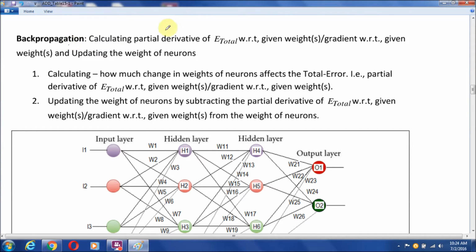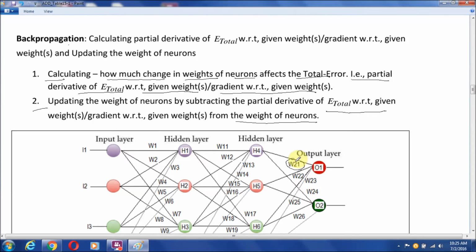So now let us start how to calculate the backpropagation. Actually, the backpropagation algorithm is the most commonly used training algorithm for feed-forward network. It uses two different steps. First is the calculation of how much change in the weight of neurons affects the total error, and this is equivalent to the partial derivative of E total with respect to the given weight, or gradient with respect to the given weight. And the second step is updating the weight of a neuron by subtracting the partial derivative of E total with respect to the given weights, or gradient with respect to the given weights, from the old weight of the neurons.